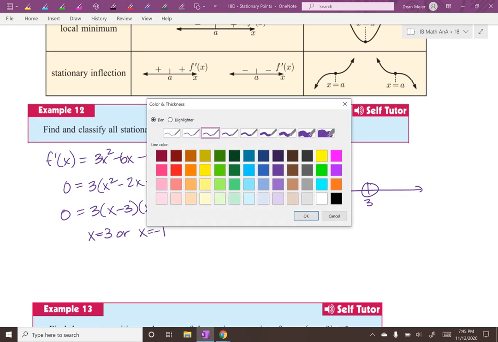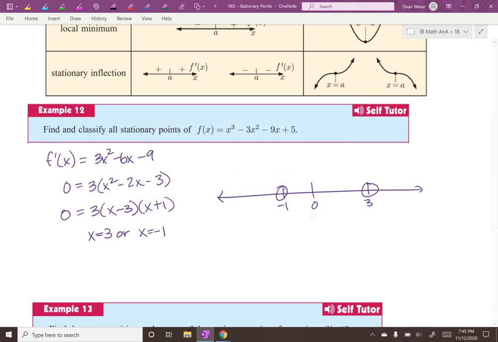Just like always, test points that are in that region, but test them in the factored form because that's really the easiest way. You're allowed to test them in the derivative up here, but sometimes that just gets crazy. So I'll pick something smaller than negative 1, like negative 5, and I get a negative times a negative, which is positive. So the graph is increasing until it reaches negative 1. Then in between negative 1 and 3, something like 0 would be nice, I get a negative and a positive, so I get a negative. So then it starts decreasing.